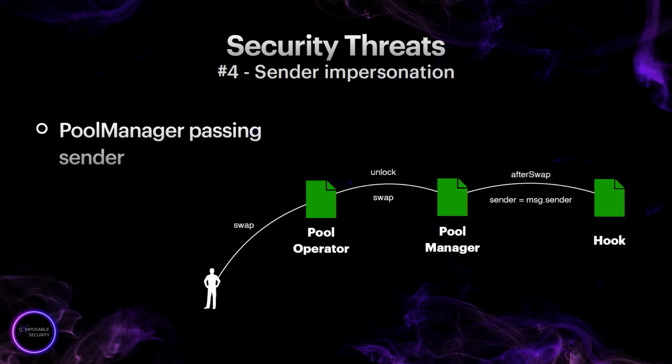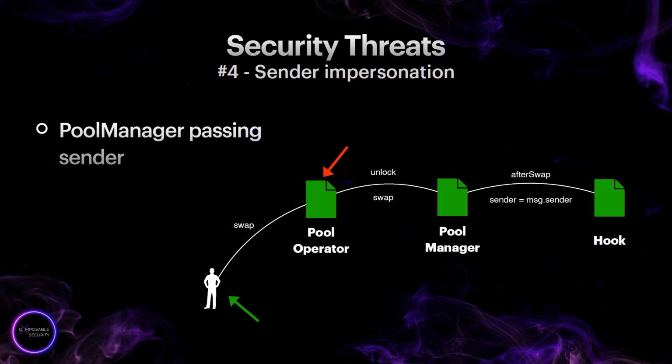However, they took this sender parameter. So let's see what it actually is. Here is the flow of execution. You are the user. You call the swap function on pool operator. Pool operator calls unlock and then swap on pool manager, and pool manager calls after swap on the hook, and it specifies the sender parameter, which is message sender. So this is actually the pool operator and not the user, right? So the sender is not the user that initiated the operation, but the pool operator that calls the pool manager on behalf of the user, right?